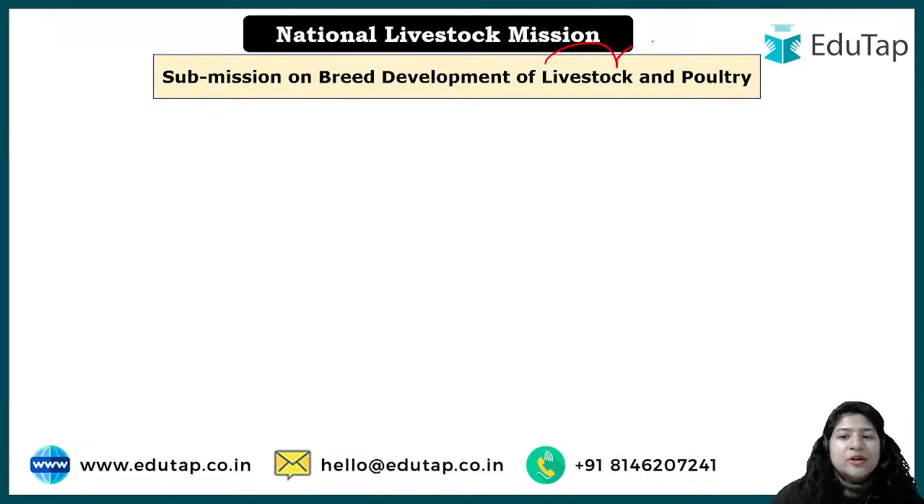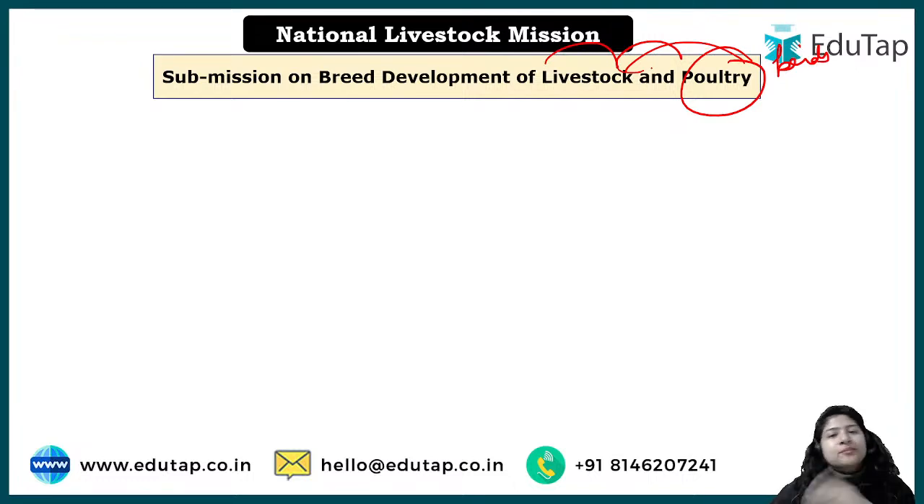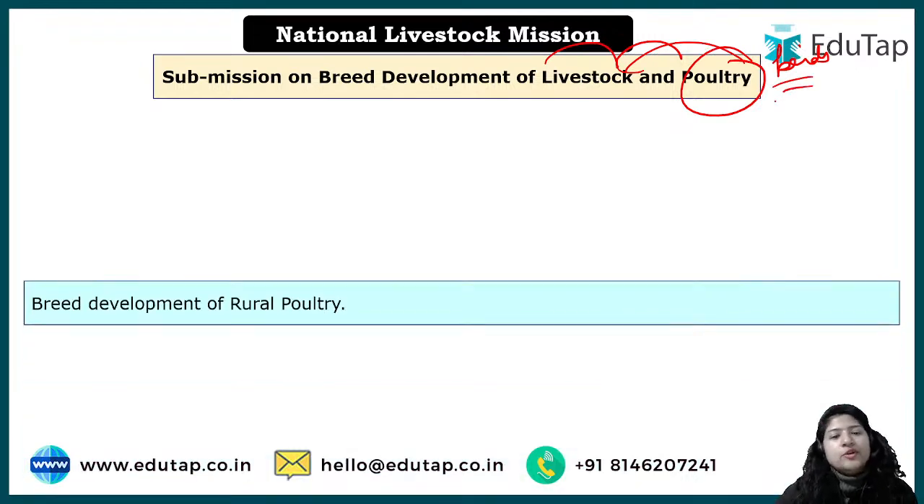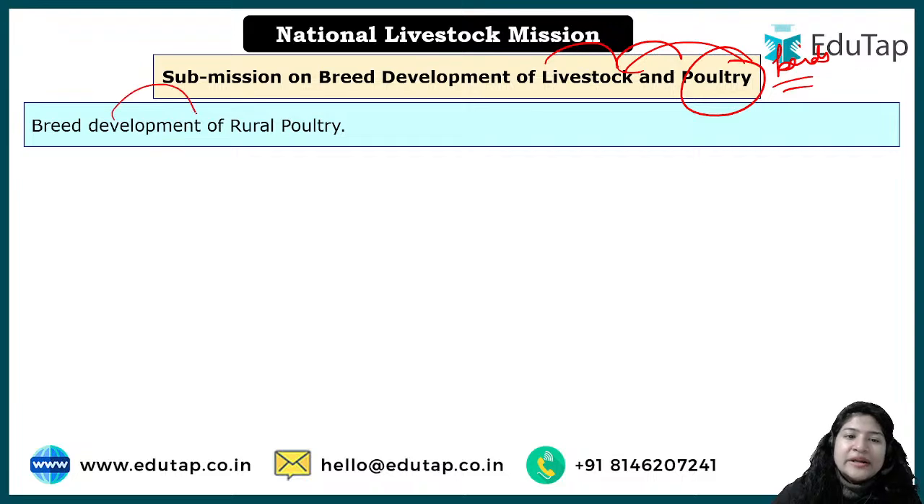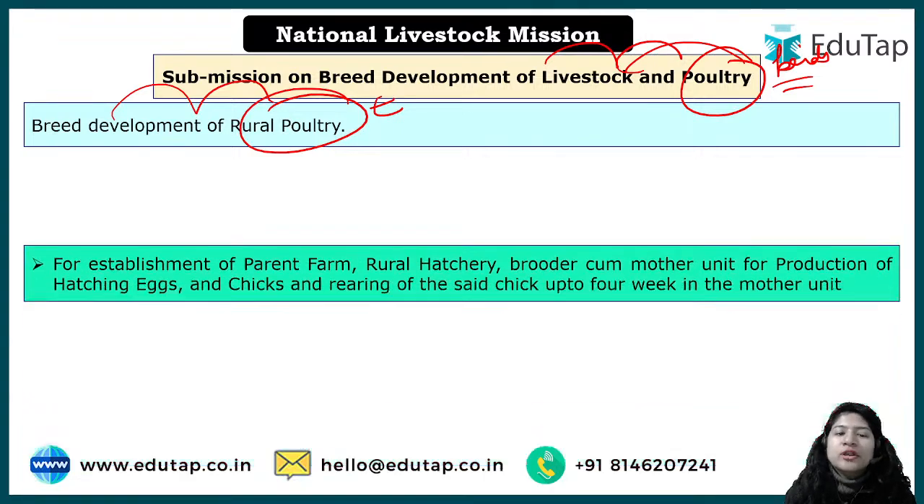Submission on breed development of livestock and poultry. देखो, usually poultry, because these are birds, is not kept under livestock, so that is why we say livestock and poultry. Livestock includes your cattle, piggery, and whatever ruminants there are, all will come under livestock. Horse, जो भी आपके सारे हैं, and poultry, these are your birds. अब we will start off with the breed development of rural poultry. Means we will start with poultry, then we will talk about goats and sheep, and then we will talk about the piggery. ठीक है.